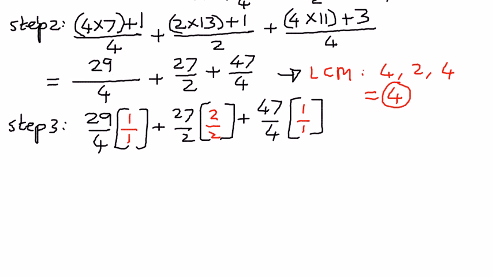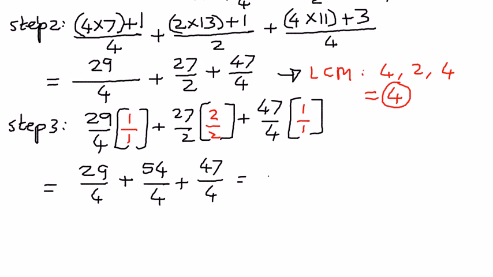So the way we do that is as follows. In here we multiply the numerators. 29 times 1 is 29, divided by 4 times 1 is 4, plus 27 times 2 is 54, divided by 4, plus 47 times 1 is 47, divided by 4 times 1 is 4. So the common denominator we have is 4, and we combine the numerator parts.